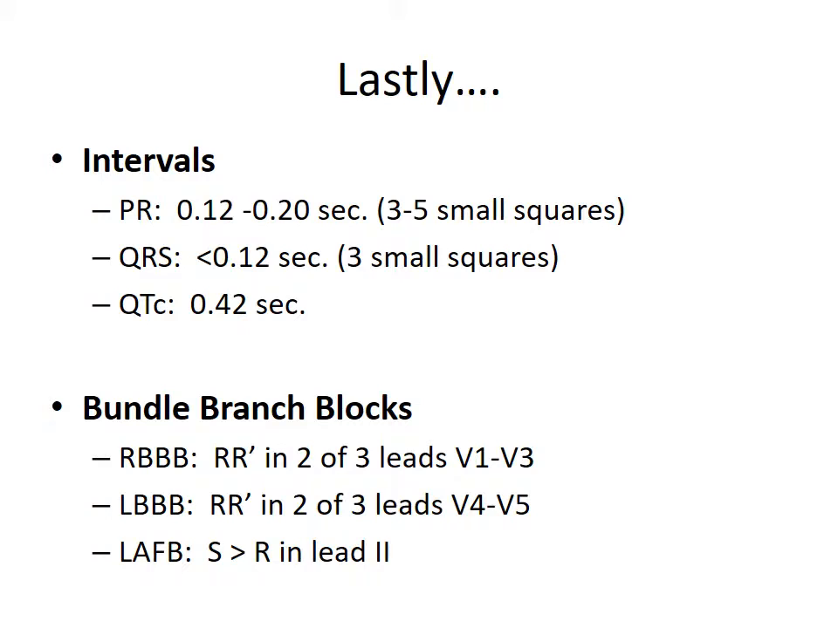QTC should be 0.42 seconds or less, and there is a minimum criteria on it too, but really pay attention to prolonged QTC. So that's roughly 10 small boxes. That would be 0.4 seconds. So if the QTC, again, starting at the beginning of the QRS complex to the end of the T wave, if that is greater than 2 big boxes, that's a prolonged QT interval.